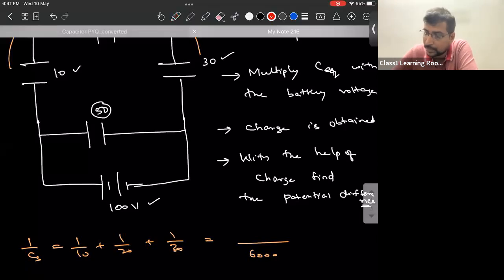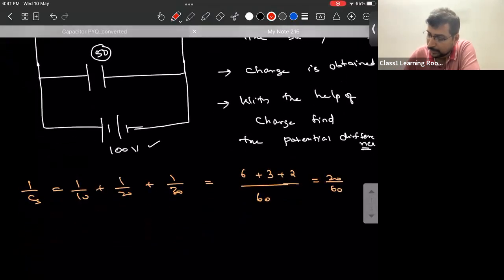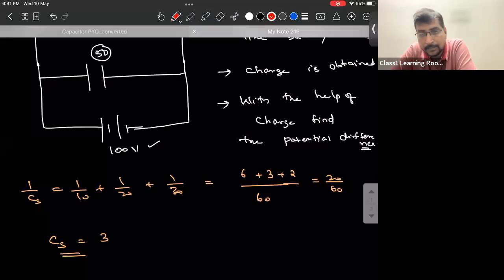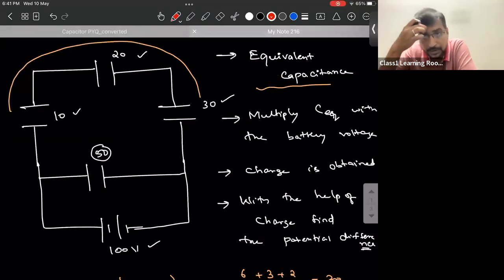So basically it is 60. So you get 6 here, 3 here, 2 here. So 20 divided by 60. What will be the value of CS? It will be 3. CS is 3. So first step is what? Find the equivalent capacitance. We finished it.